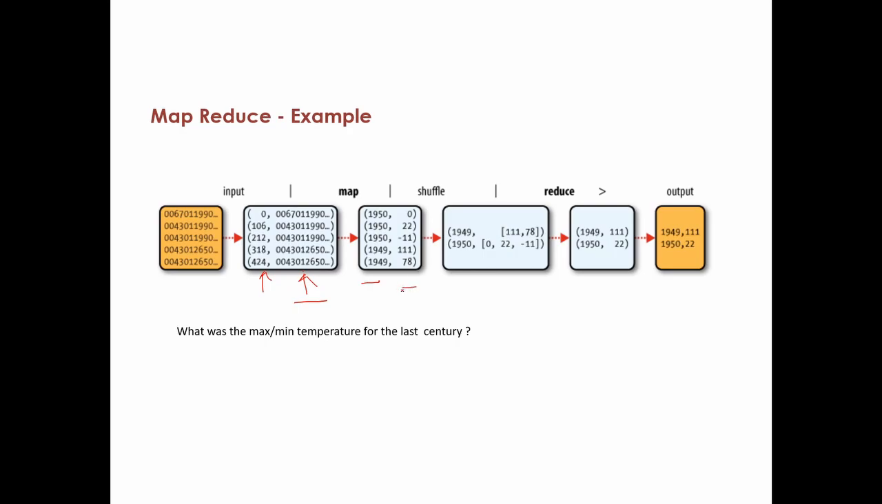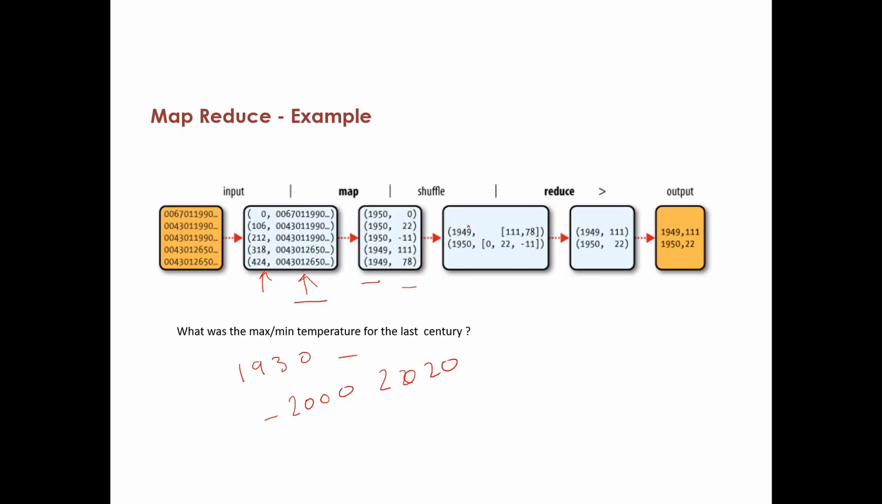recorded temperature. But it will only output the recorded year and the recorded temperature if the recording is from the last century. So let's say you have data from something like 1930s to 2020. It will not record any data which is after 2000. So it will only output those records from 1930 to the year 2000.